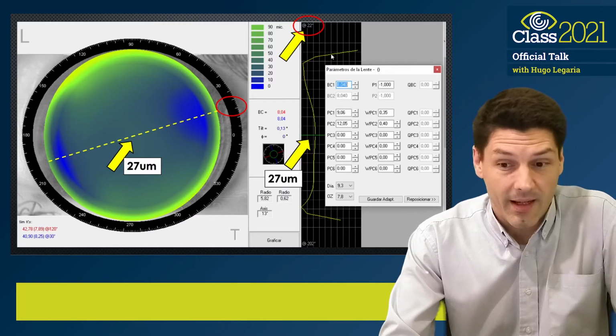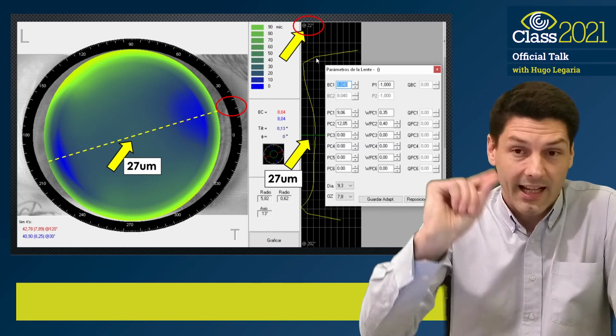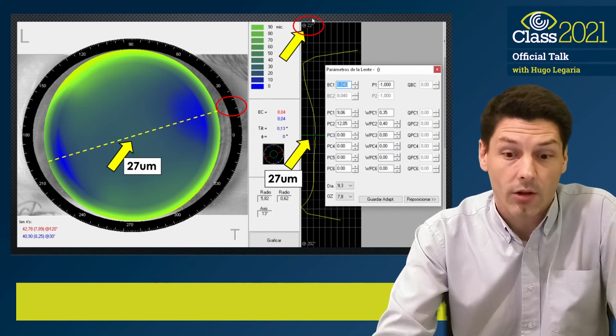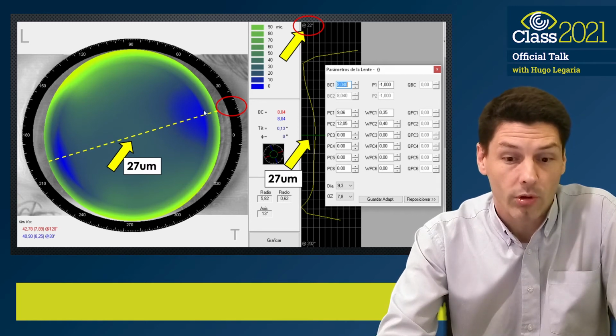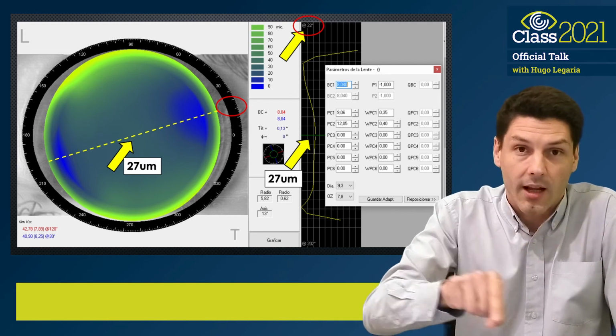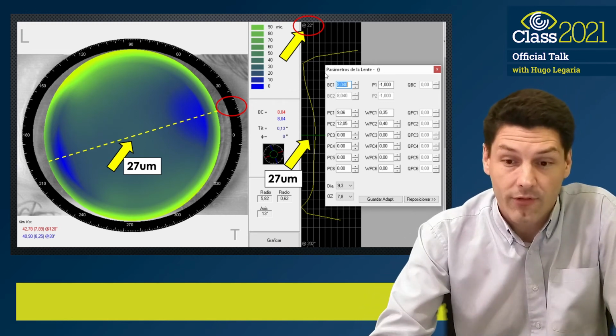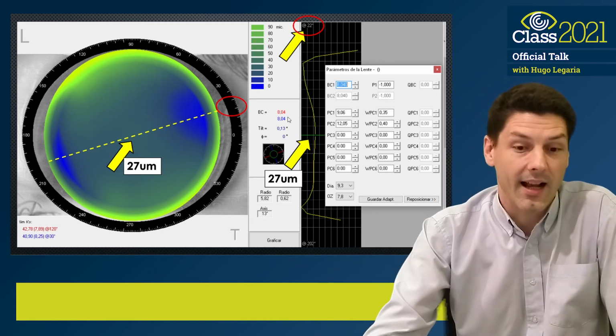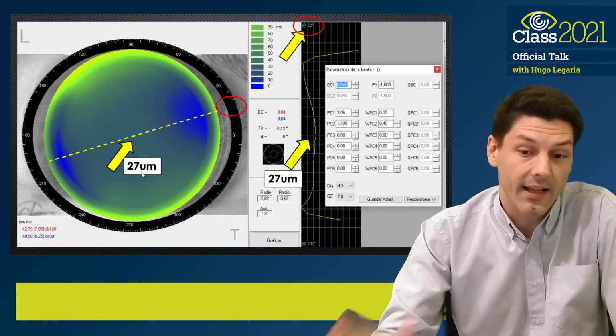And this graph represents the thickness of the tear in each area. And in this case, we are analyzing the axis of 22 degrees, which is the one that is observed dotted in the software. And I could position myself on any other axis. And this graph that is observed on the right will change depending on the tear profile of the axis analyzed.